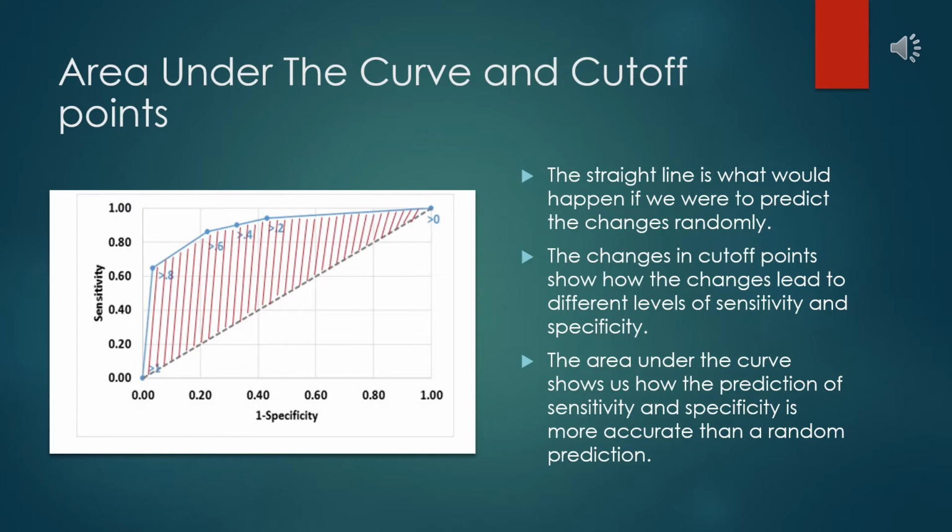So finally, you'll have to find the area under the curve using the cutoff points. The straight dotted line shows what would happen if you were to predict randomly. The changes in cutoff points also show the changes that lead to different levels of sensitivity and specificity. Using these cutoff points, you'll find the area under the curve to show how the prediction of sensitivity and specificity is more accurate than a random prediction.